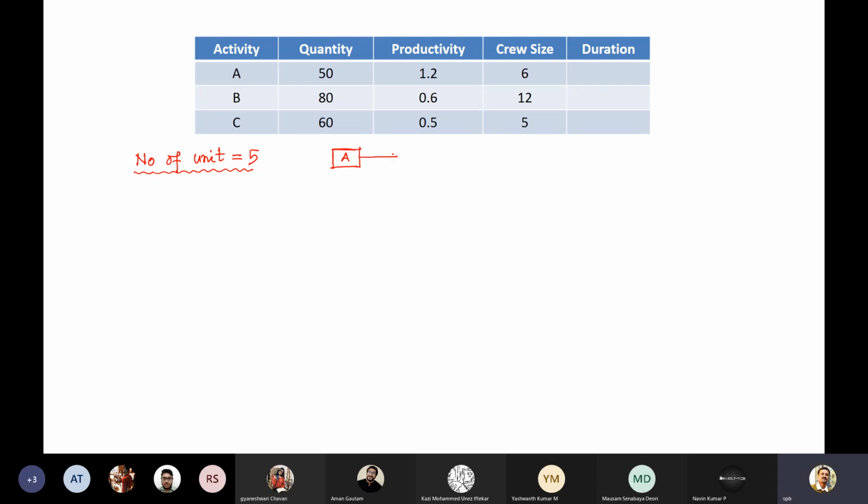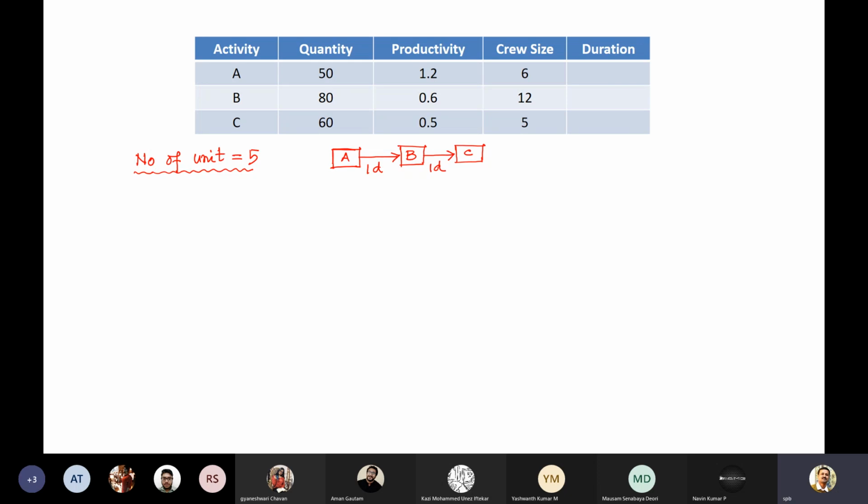And after that it will be B, and after that it will be C, and every activity will have a 1 day of buffer. Okay, 1 day of buffer.